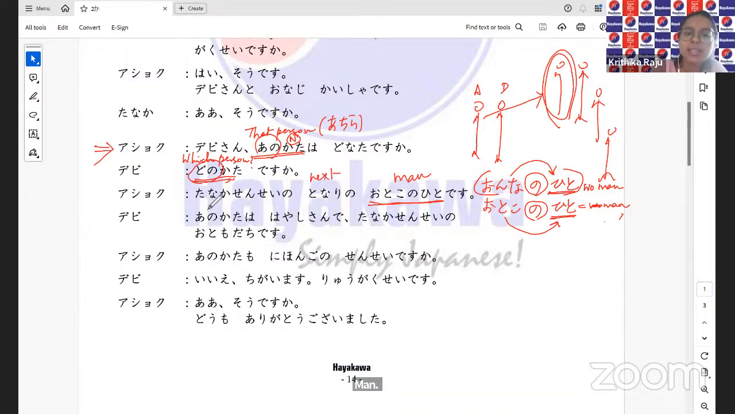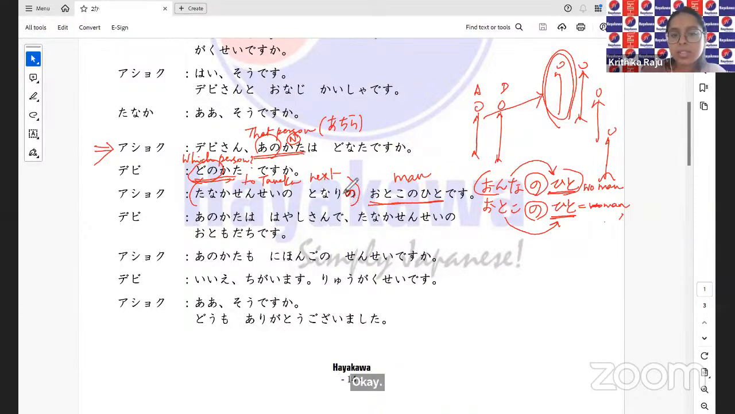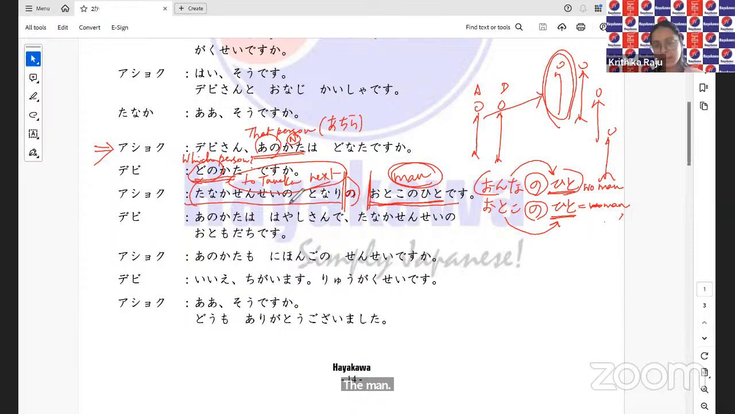Tonari is next. Tanaka sensei no tonari. So this is kind of split. Okay. Tanaka sensei no tonari no otoko no hito. Let's look at this together. The person next to Tanaka sensei. So this no sort of combines this and this together. It's the man next to Tanaka sensei. Tanaka sensei no tonari no otoko no hito. So there are a lot of no's here. Tanaka sensei no tonari no otoko no hito desu. The man next to Tanaka sensei.